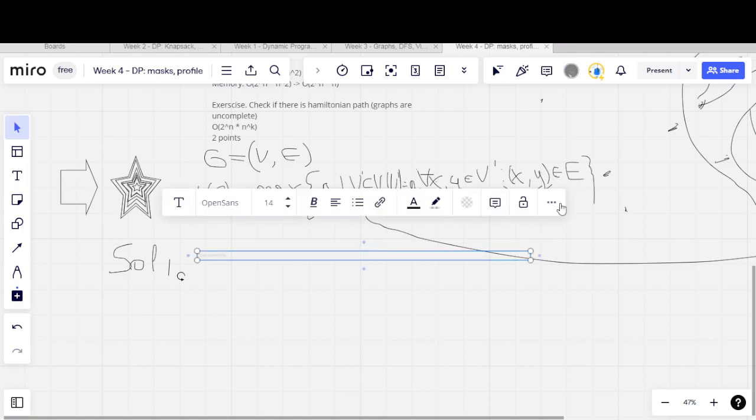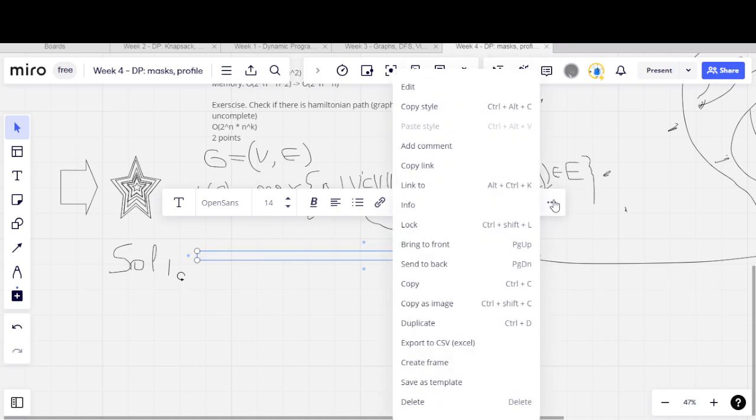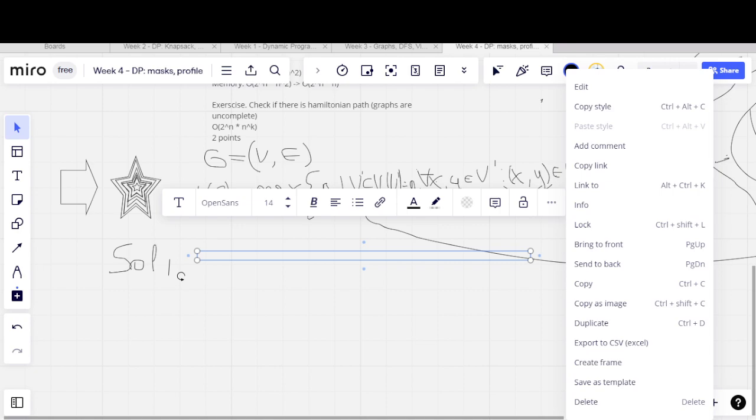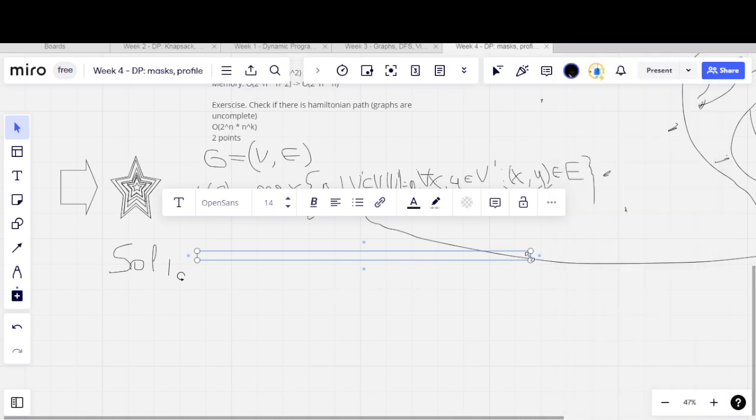How to find the maximum clique in a graph? How to find the maximum clique in a graph?